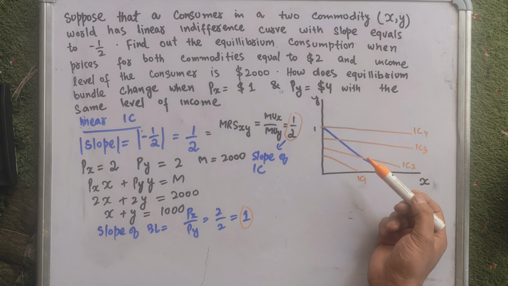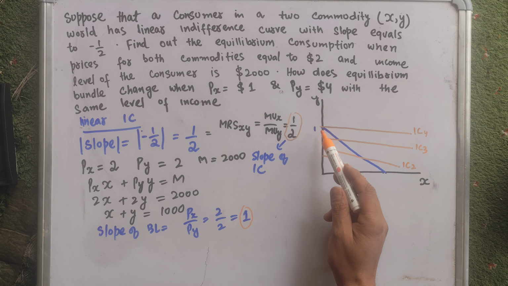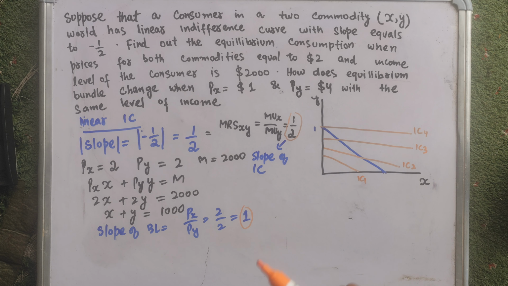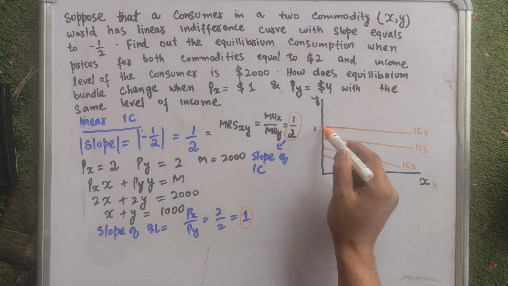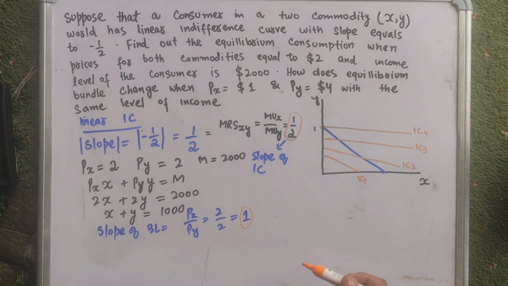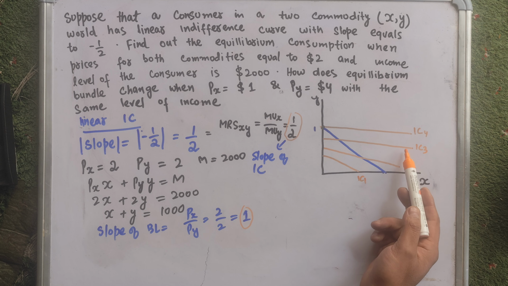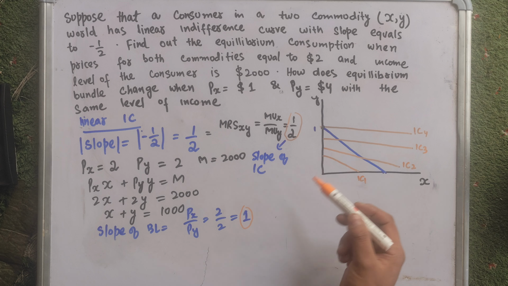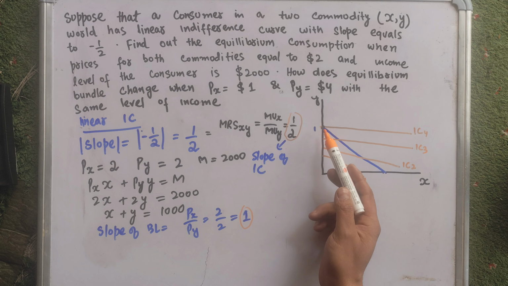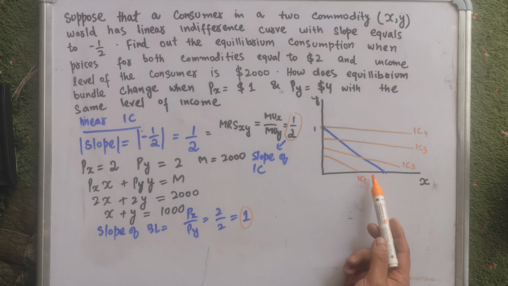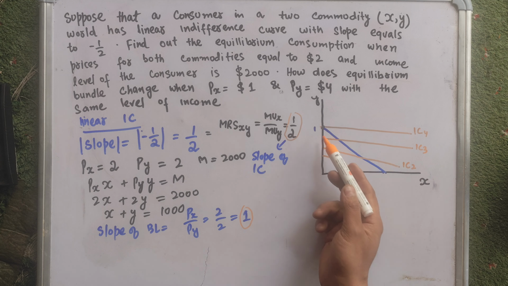So the optimal solution will lie at a point where the indifference curve and the budget line intersect with each other at one point. Here they intersect, here they cross each other. They will not give us the optimal point. So the optimal point will be at a point where the indifference curve and the budget line touch each other. Okay, so what happens at this point?